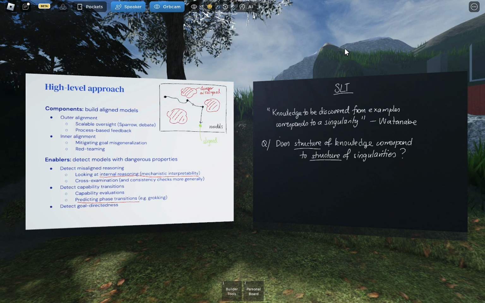If the answer is yes, then we can try and use methods of SLT to understand that structure empirically. There's a question of how to make it sufficiently scalable and so on, and I'll, I guess, address that on a different occasion. It's in that plan document. But then we can hope to apply methods of SLT to learn the structure of singularities and from that infer something about the structure of knowledge. But it hinges on the answer to this being yes.